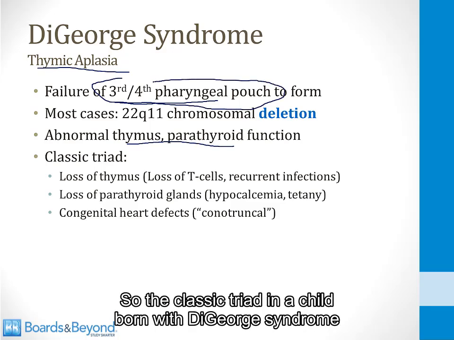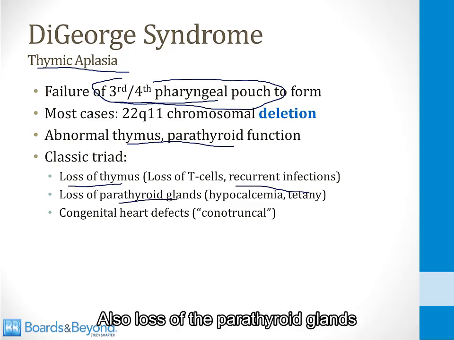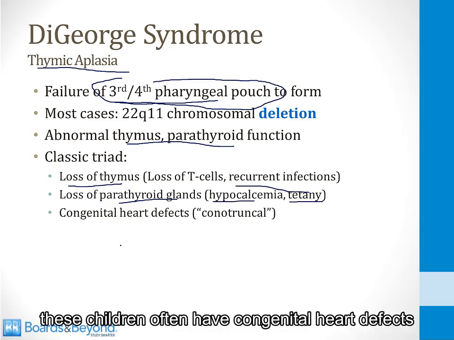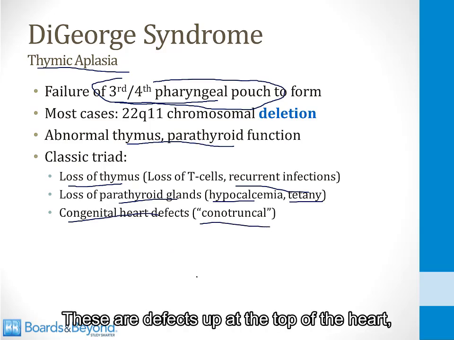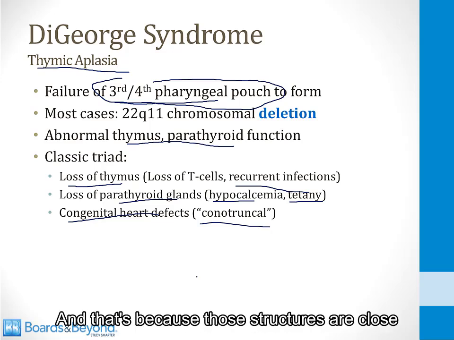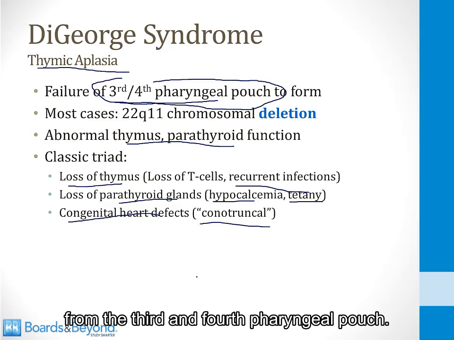So the classic triad in a child born with DiGeorge syndrome is to have loss of the thymus and therefore loss of T cells and recurrent infections, also loss of the parathyroid glands and therefore hypocalcemia and tetany, and then finally these children often have congenital heart defects called conotruncal defects. These are defects up at the top of the heart, often defects that involve the aorta and pulmonary arteries, and that's because those structures are close to the structures that derive from the third and fourth pharyngeal pouch.